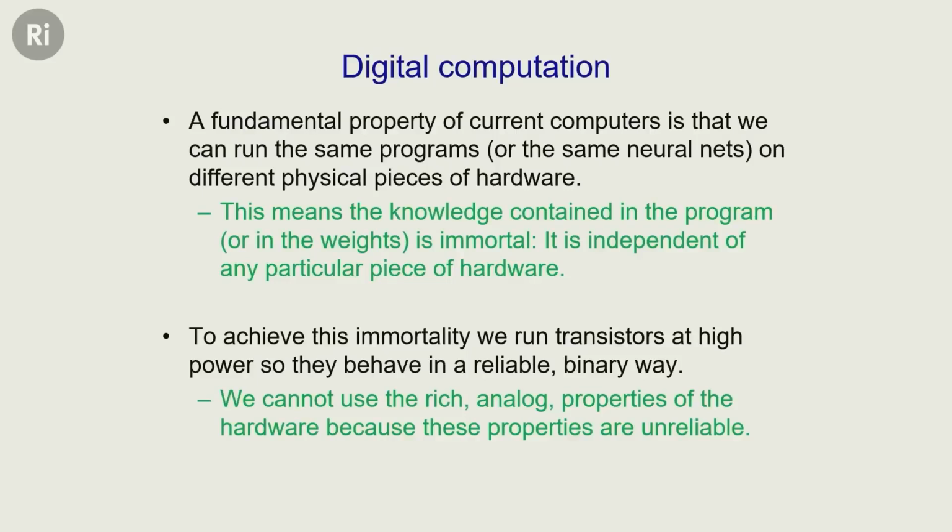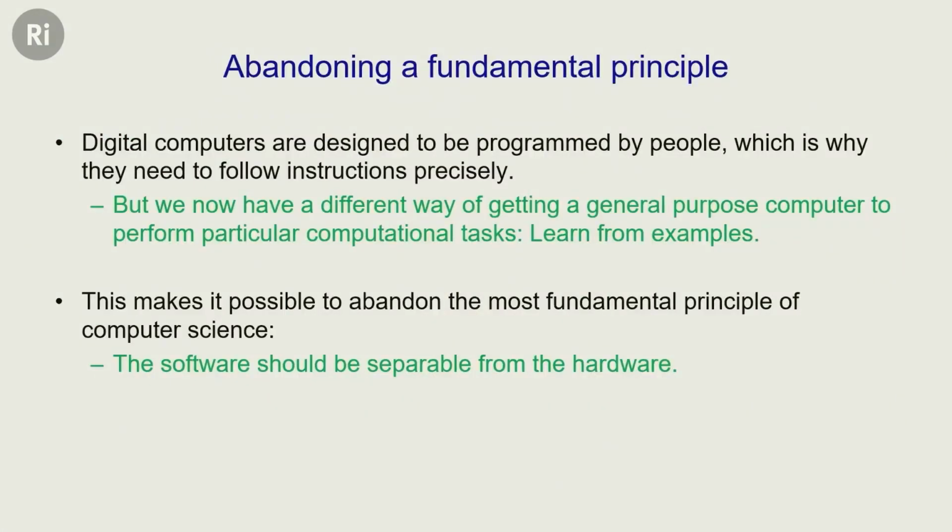But I got interested in the fact that to achieve that kind of immortality, we have to have the hardware do exactly what we tell it to do with the program. We have to execute the instructions exactly, and that means you need very high power, so you get ones and zeros, not 0.6s and 0.4s. And that uses a lot of power, so maybe you can use less power by going analog. So I decided to explore what would happen if we abandoned that principle of separating the software from the hardware, and we had things like our brains in which there's no distinction.